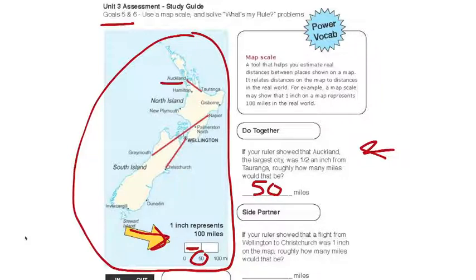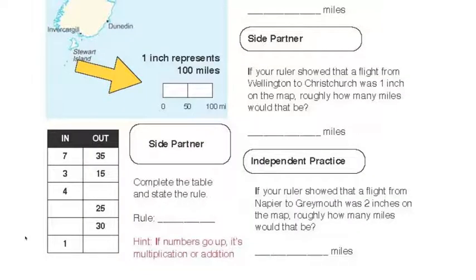Go ahead and pause your video and try this one down here. Alright, if your ruler shows a flight from Wellington to Christchurch was 1 inch on the map, roughly how many miles would that be? Well, 1 inch is 100 miles. Easy peasy. So we said that was 100 miles. Independent practice, we'll just do it together. If your ruler shows a flight from Napier to Greymouth was 2 inches on the map, if 1 inch was 100 miles, 2 inches would be 200 miles.